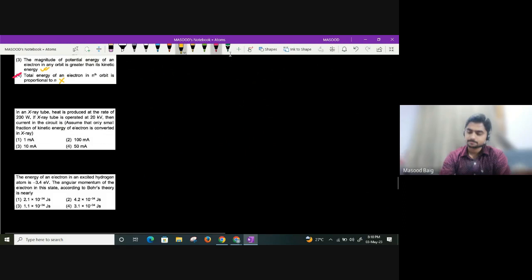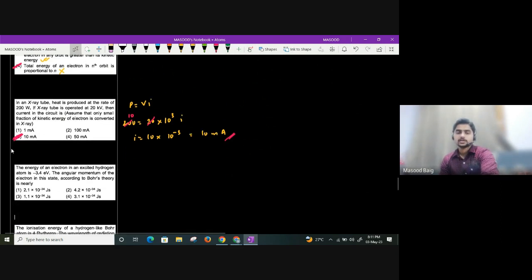Let's see next question. In an X-ray tube, heat is produced at the rate of 200 watt. So power is given to us. If the X-ray tube is operated at 20 kilovolt, then they are asking the current in the circuit. Assume that only a small fraction of kinetic energy of electron is converted into X-rays. So what we can write here, power can be written as V into I, beta. So 200 will be 20 into 10 cube into I. So what will I get here? Obviously, 20 ones, 20 tens you will get. So what will I value be, beta? 10 into 10 power minus 3 you can write, which turns out to be 10 milliampere. Power will always be written as V into I, guys. Potential difference into current.